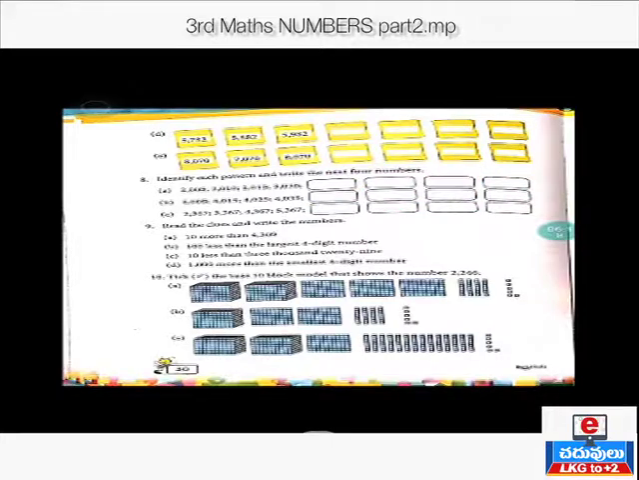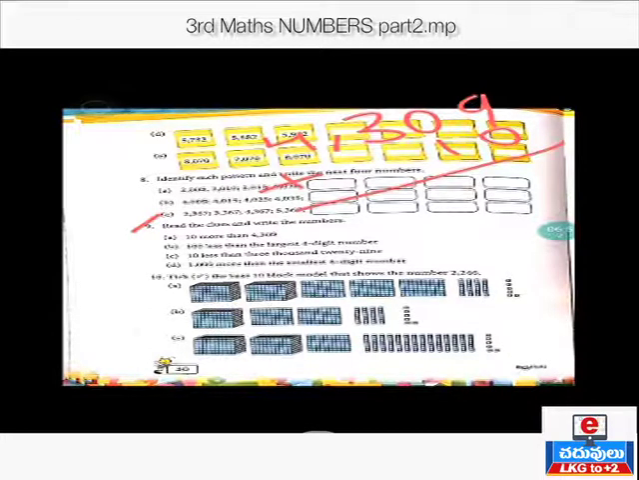So see the 9th question. Read the clues and write the numbers. Here they given clues. 10 more than 4309. 10 more than means we add 10. Means here, 4309 they given number. 10 more than means we add 10.